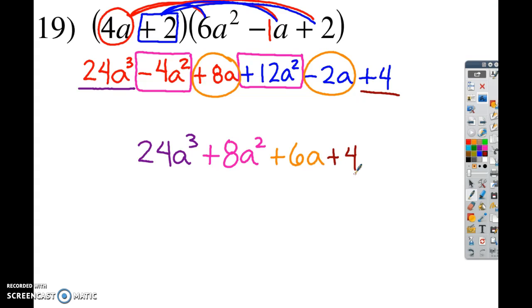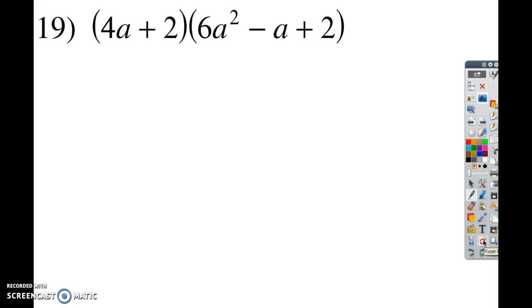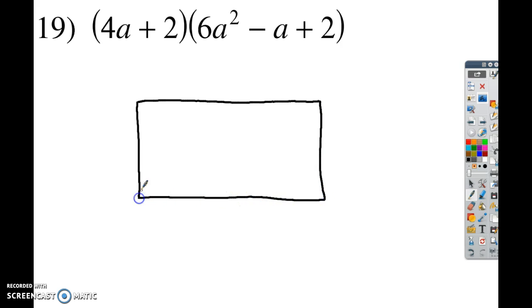How would you do it with a box? Okay, because it's a binomial times a trinomial, that means it's 2 by 3. 2 terms in the front by 3 terms in the back. So you would make a 2 by 3 box. That means the box is going to be a little bit longer. 2 sides by 3 columns. 2 rows, 3 columns. Okay?